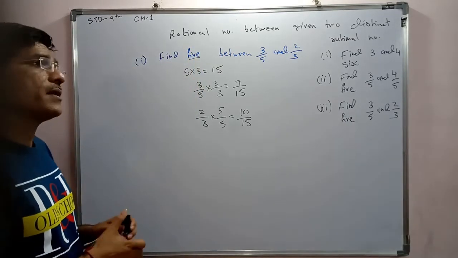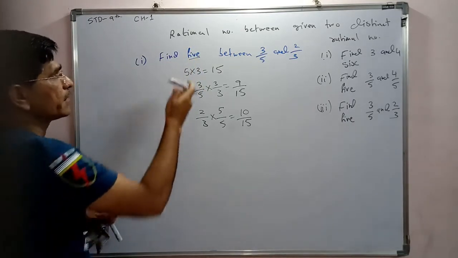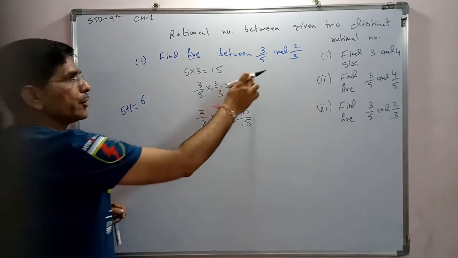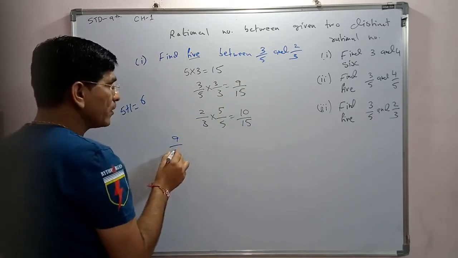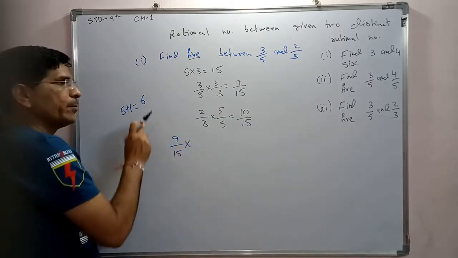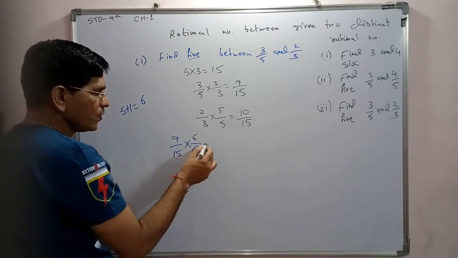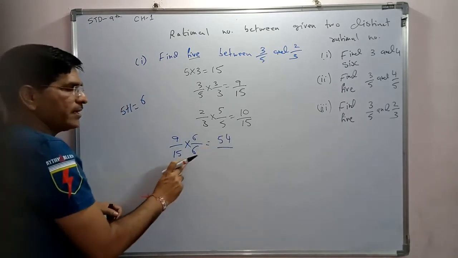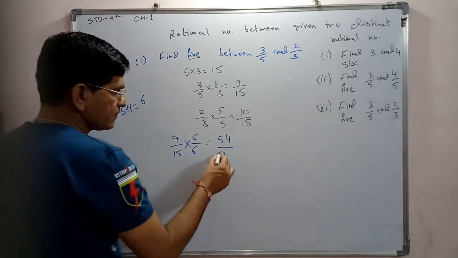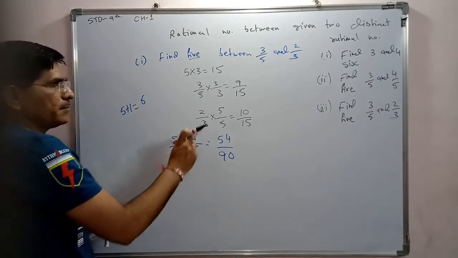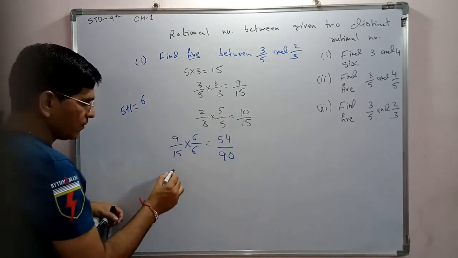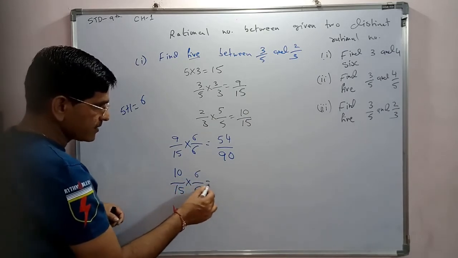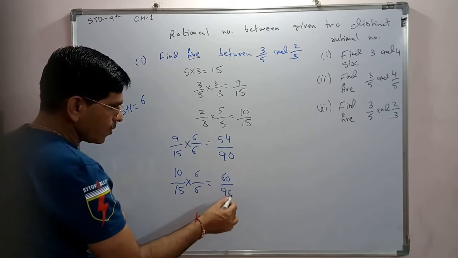Now how many numbers do we have to find? 5. So 5 plus 1, 6. Always remember, 5 plus 1, 6. So we have to multiply the numerator and denominator by 6. You will see that 9 sixes are 54 and 15 sixes are 90. And our second number is 10 upon 15. We again multiply by 6, that is 60 upon 90.